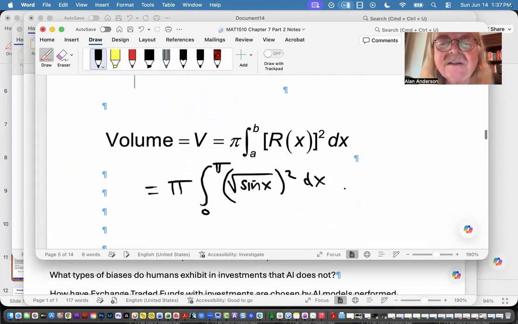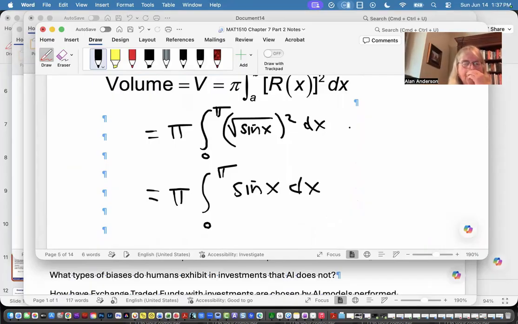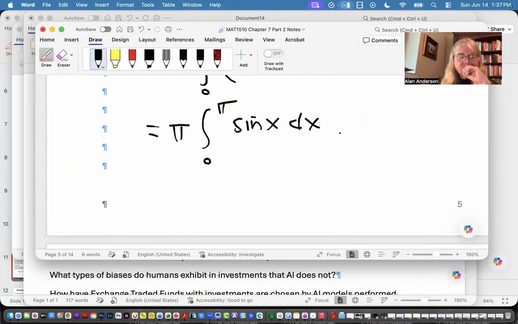Now, it looks like it's going to be a very simple case because when you square the square root, of course, you just end up with the original value. You're going to have the integral of sine x dx. Okay, so now we went over this when we were reviewing.